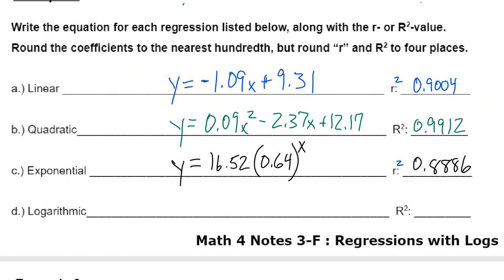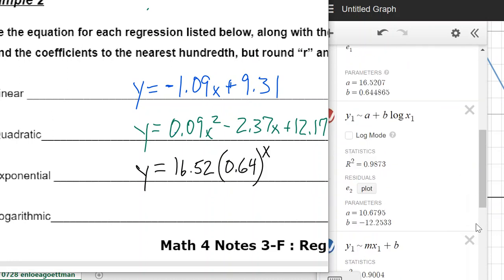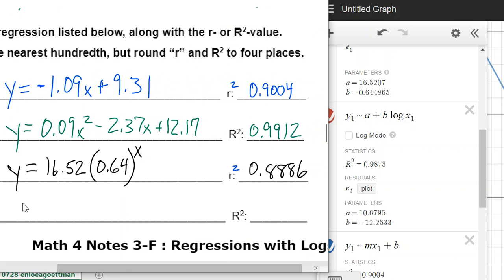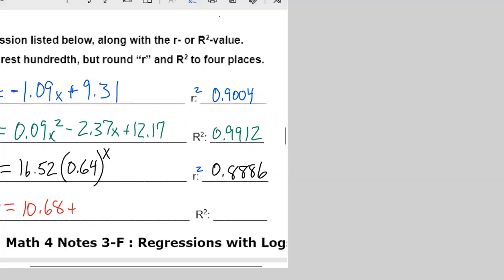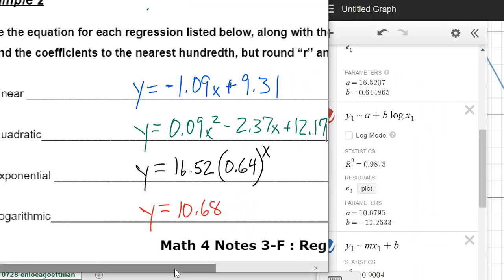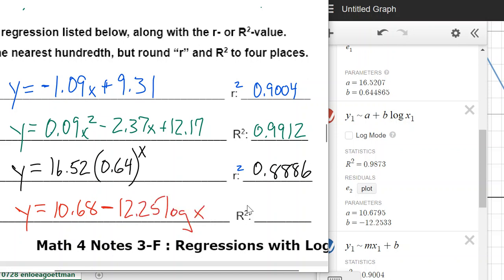And then the last one is the logarithm, which is the guy in red. All right, logarithm, y equals 10.68, or I guess I should say minus 12.25 log x. My r squared value is 0.9873.